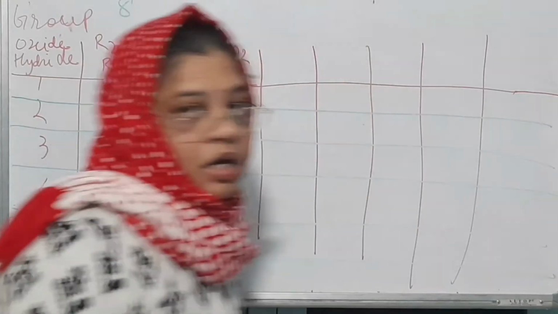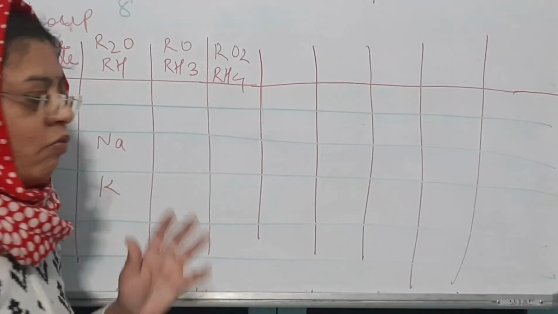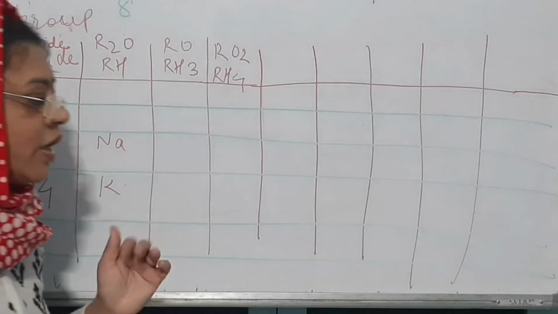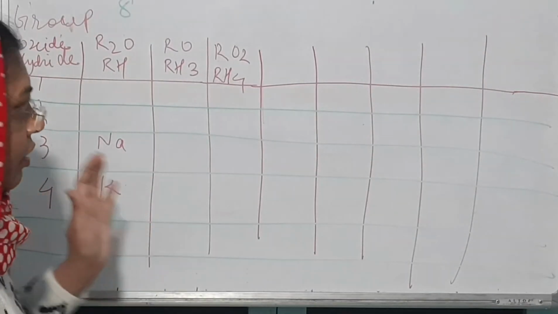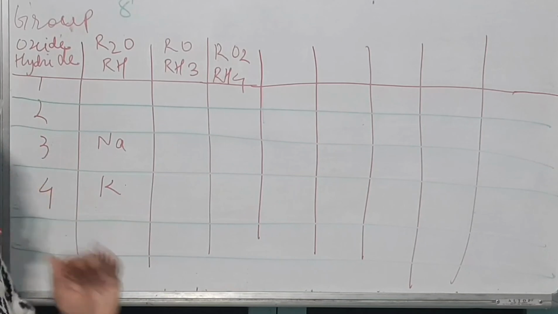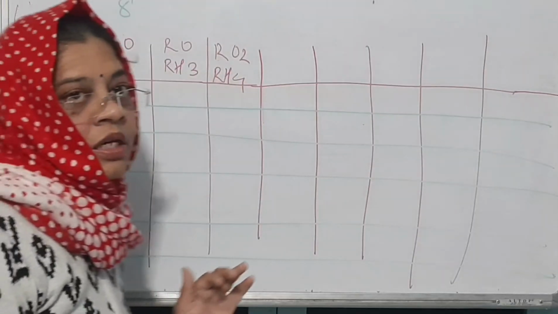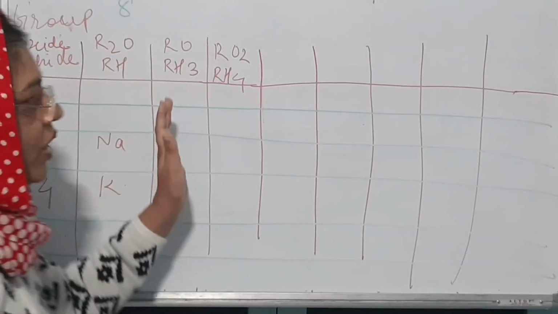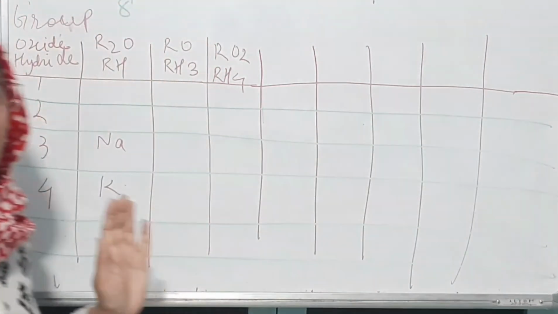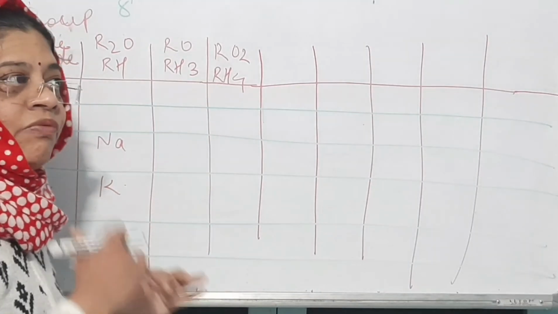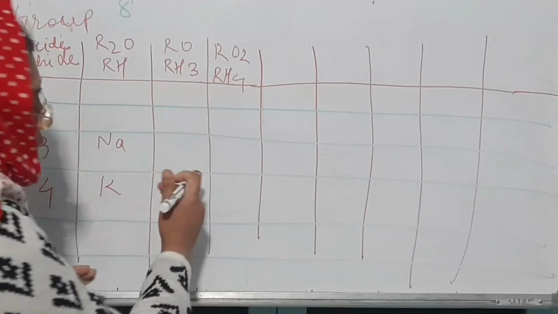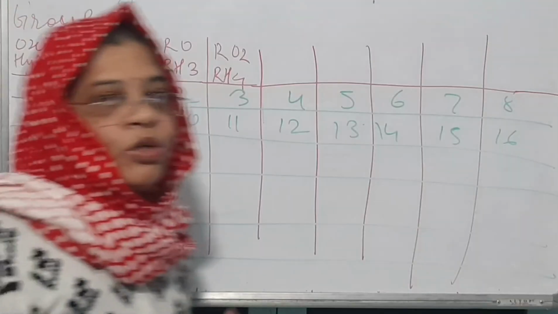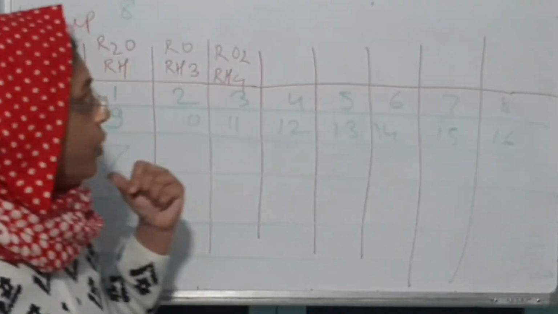And now let's come back to the law. What the law says: the properties of the elements are a periodic function of their atomic masses. With the help of this table, we will understand what the law says. It means that if we arrange all the elements in one group in increasing order of atomic masses, we find that every element just below another element has similar properties. Hope you have understood the Mendeleev periodic table.